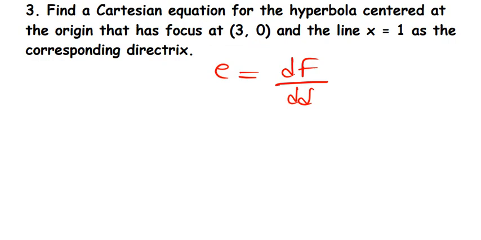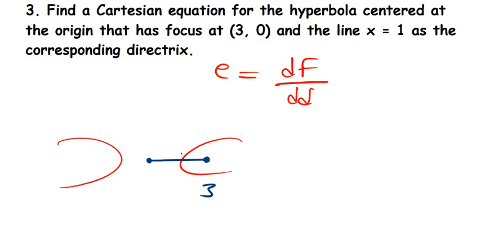And then the line x is equal to 1. So the distance to the focus, if you look at this hyperbola, has been given. It's (3, 0), so that implies you've moved 3 units along the x-axis. So that would become the distance from the center to the focus.